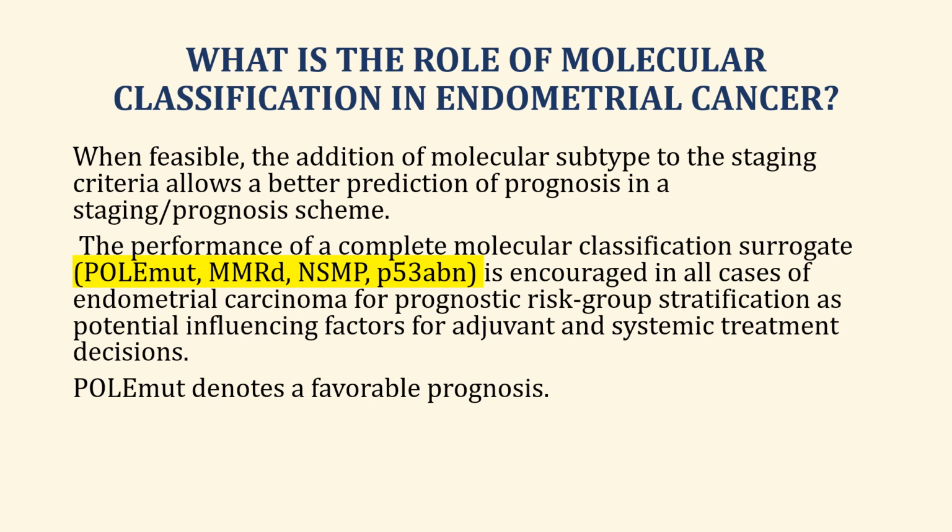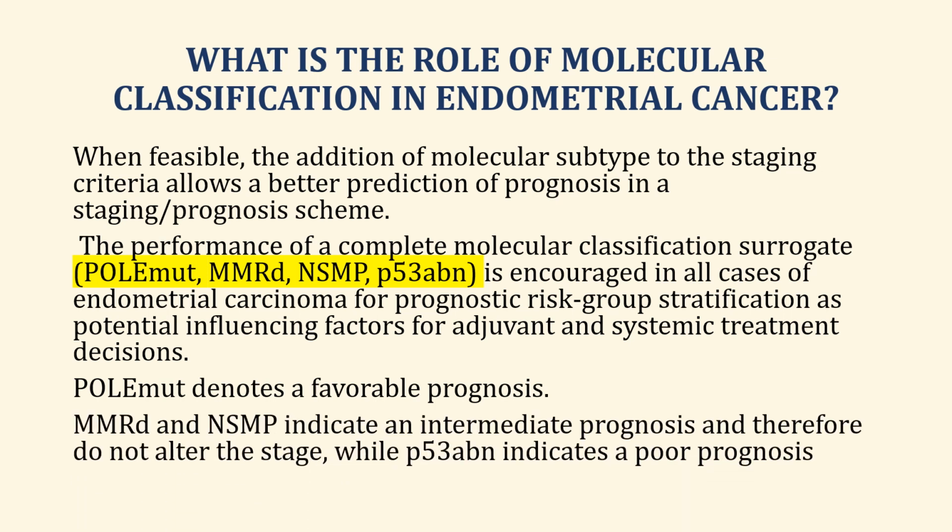Where molecular classification has been done, POL-MUT will denote a favorable prognosis, whereas MMRD and NSMP will indicate an intermediate prognosis and will therefore not alter the stage, but P53ABN indicates a poor prognosis. So the last two points are important for you to understand as well as the first point, but the remaining understanding of exactly what each and every one of these molecular diagnostic processes are is not necessary for a generalist.